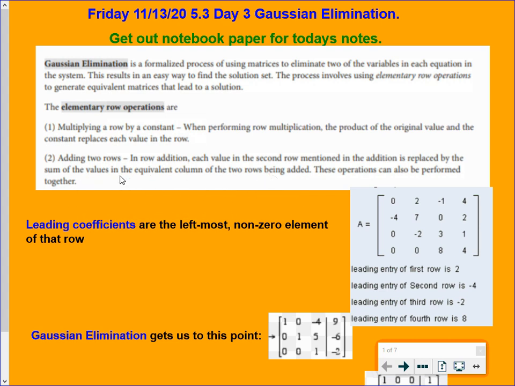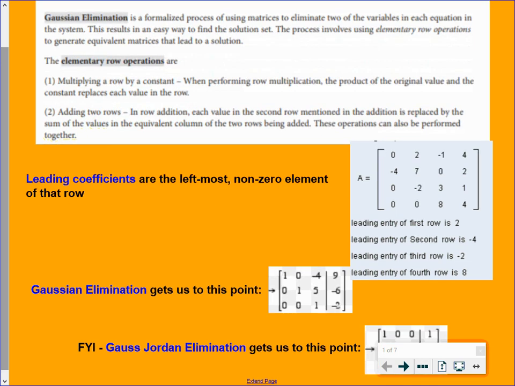Leading coefficients are the leftmost non-zero element of that row. If you look at this matrix A over here, the leading coefficient of the first row is going to be 2, since that's the first non-zero number in that row. The second row will be -4, the third row will be -2, and the fourth row will be 8, since those are all the very first non-zero number in those rows.